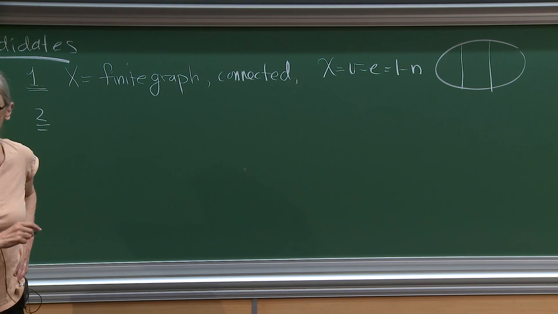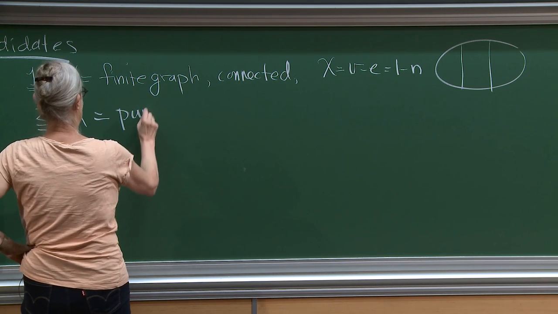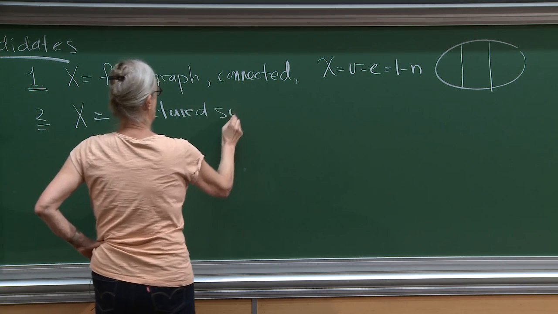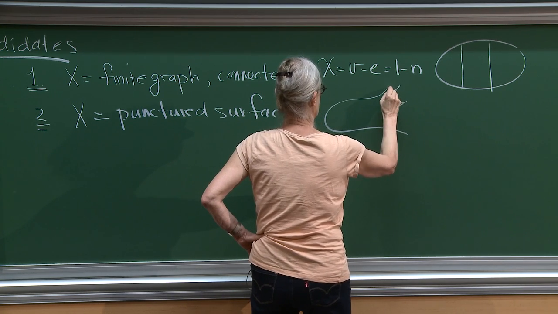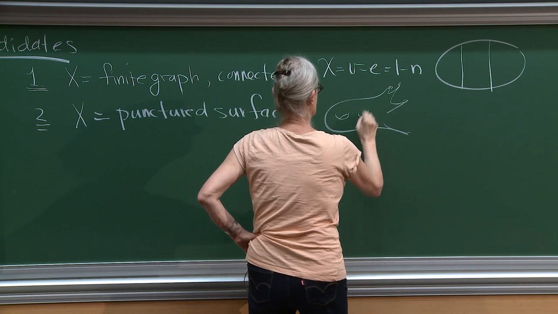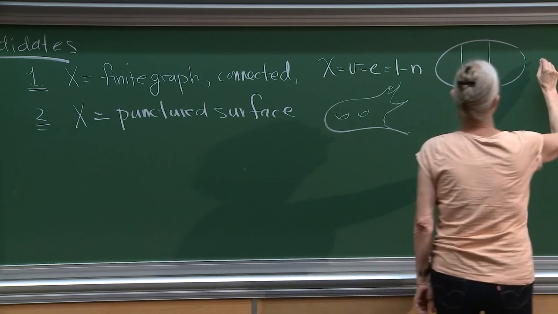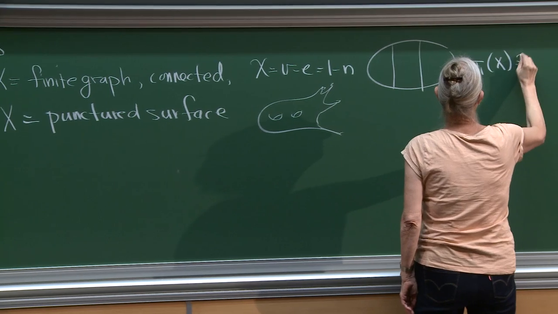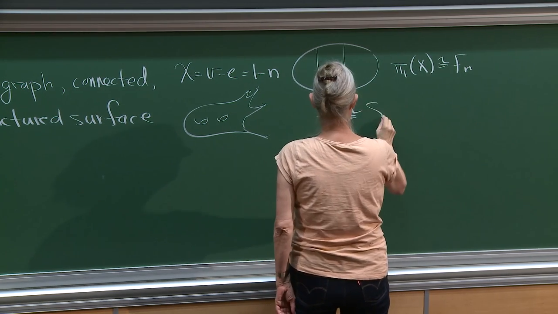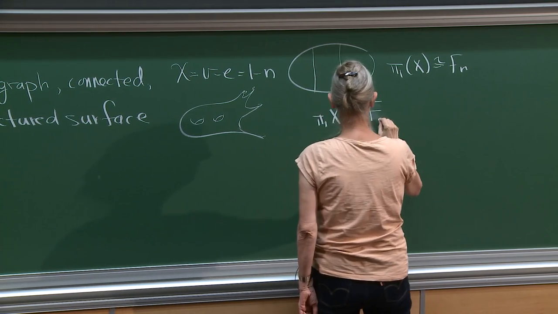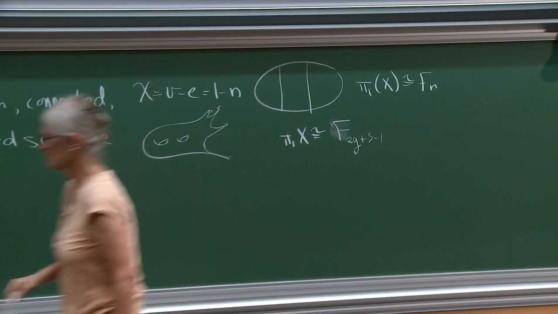Another space that you encounter a lot in this course and in geometric group theory, you might have a punctured surface. So these are punctures. It's got some genus. Then the fundamental group is a free group. So here, pi 1 of x is isomorphic to Fn. Here, pi 1 of x is isomorphic to the free group on 2g plus s minus 1 generators.